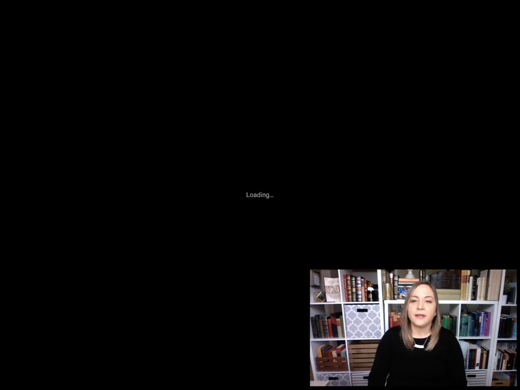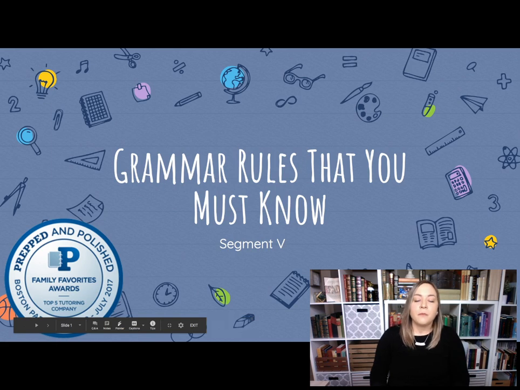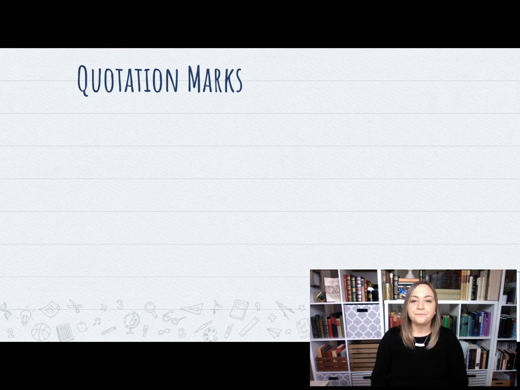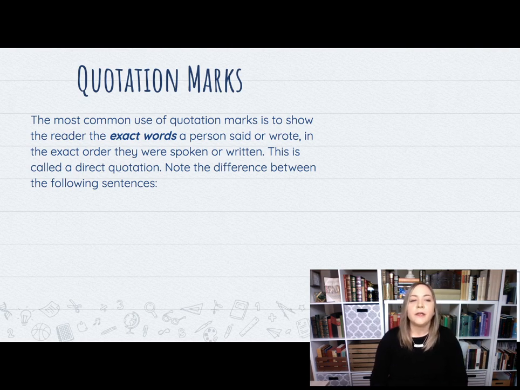All right, guys, so like I said, we're starting this week with quotation marks. So we're going to go over all the rules for using quotation marks. When using quotation marks, their most common function is to precisely quote someone. So you're going to show the reader the exact words the person said or wrote, and this is important too, guys, in the exact order they were spoken or written. So this is called a direct quotation.